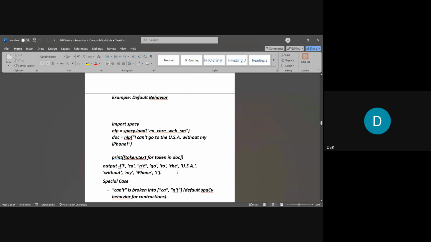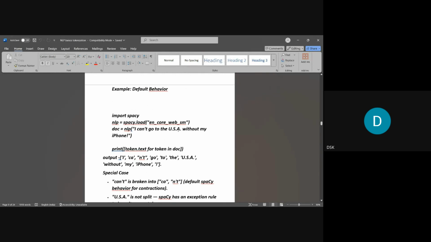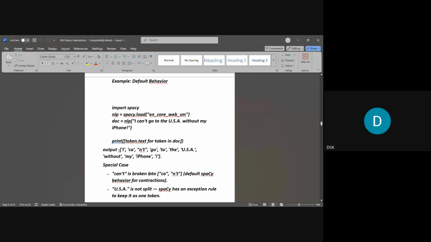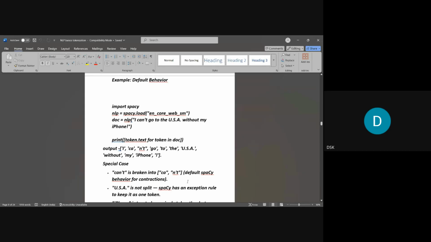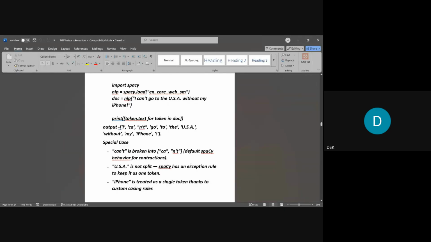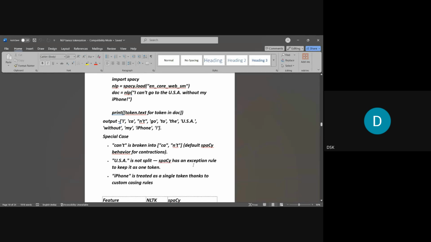As you can see in this example, I can't go to USA without my iPhone. You can see USA cannot be split, and iPhone cannot be split either. So can't is broken into CA and N'T, the default behavior for contractions. And USA is not split because spaCy has an exception rule to keep it as one token. iPhone is also treated as a single token thanks to custom casing rules.